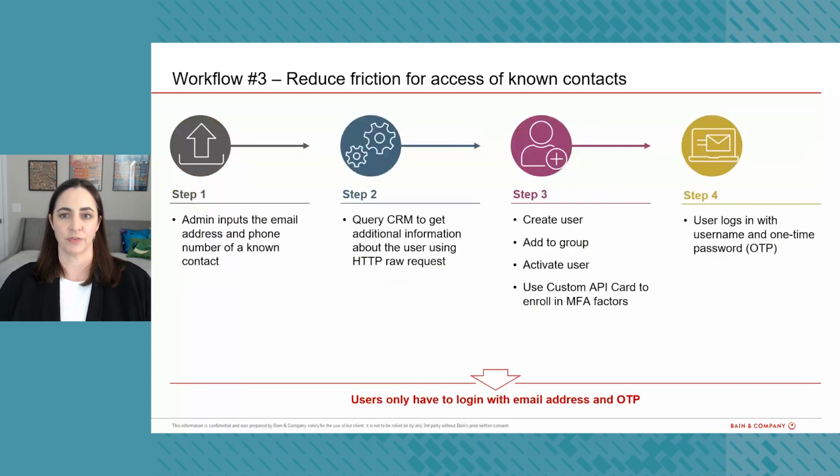Again, here's an overview of the third demo. In this example, I'll also show a few new types of cards. One of the cards available is the HTTP raw request. This is actually a very powerful card, as Ajay mentioned earlier, where you can call any HTTP endpoint. In the demo, we'll use it to call a mock CRM to get additional information about the user we're trying to create.